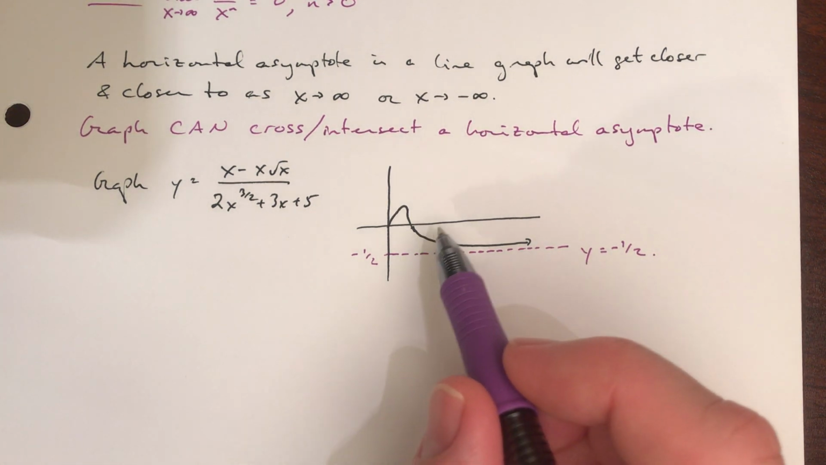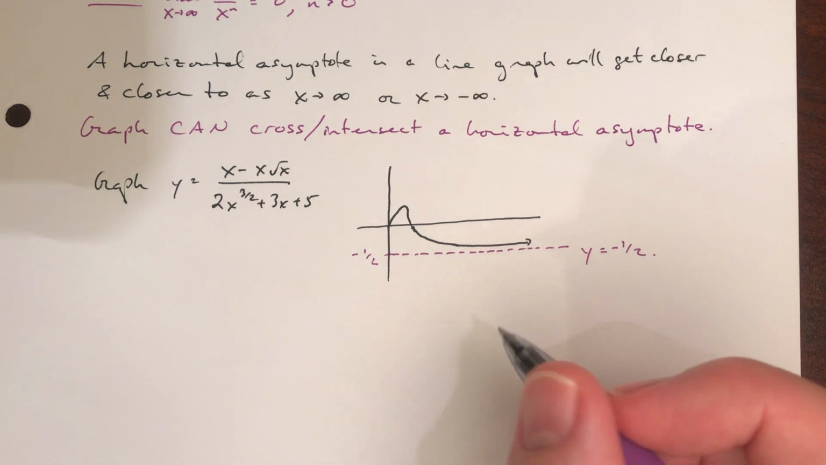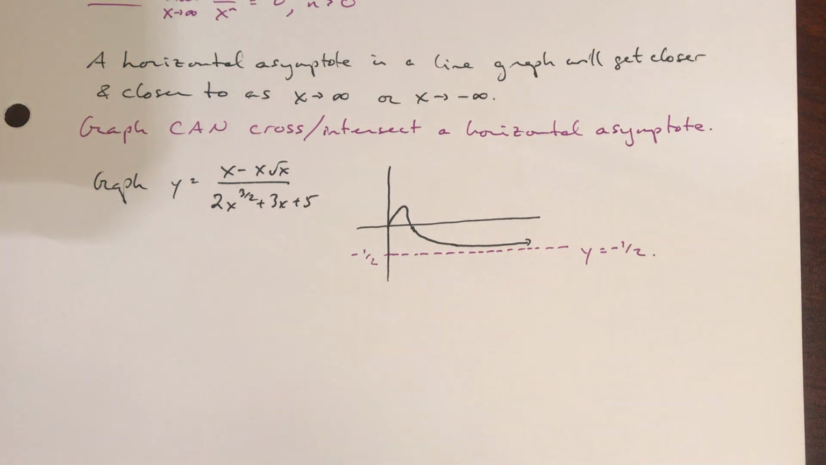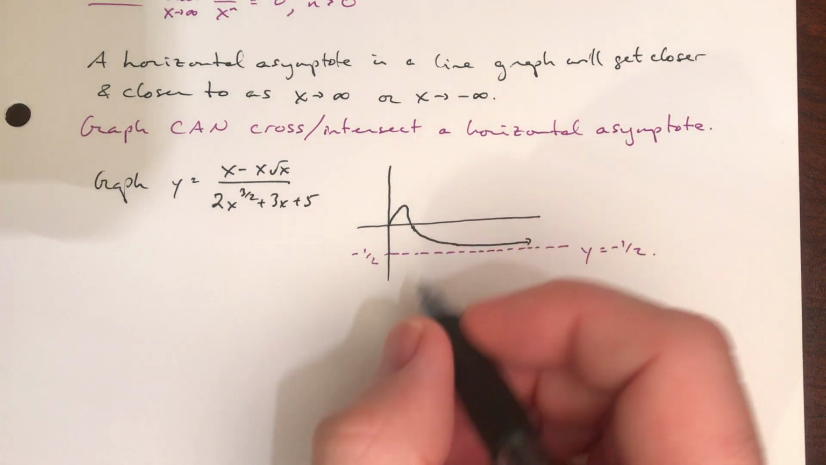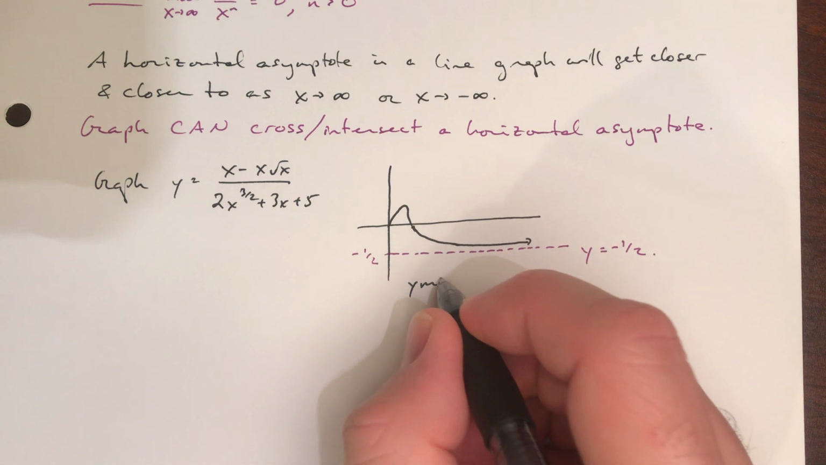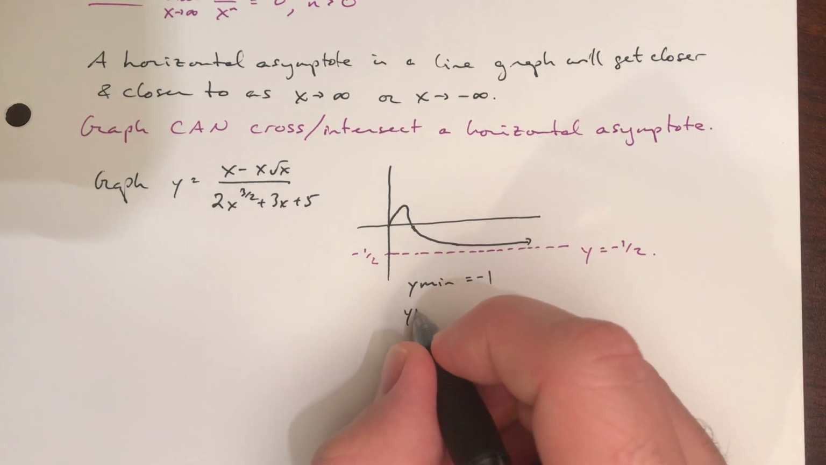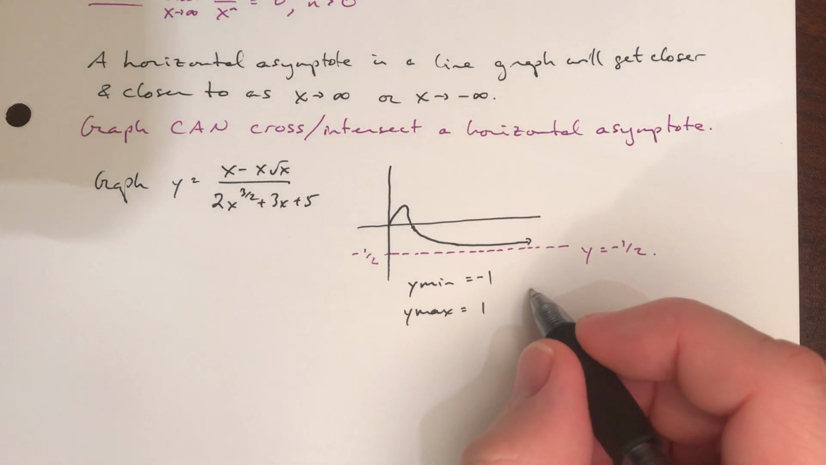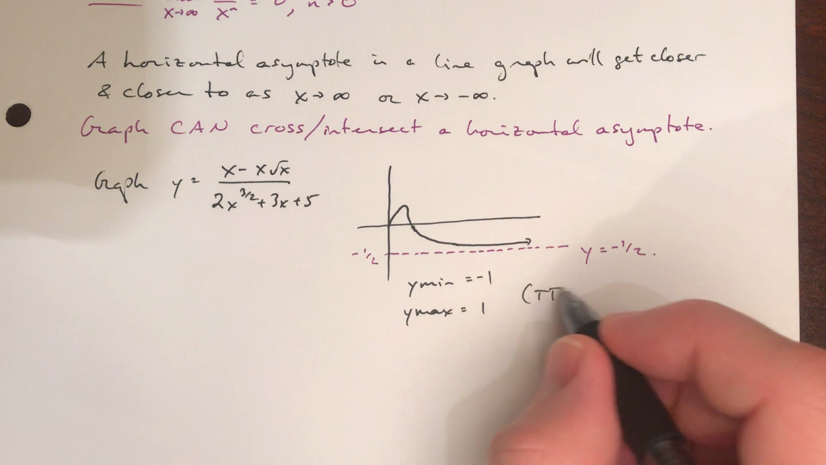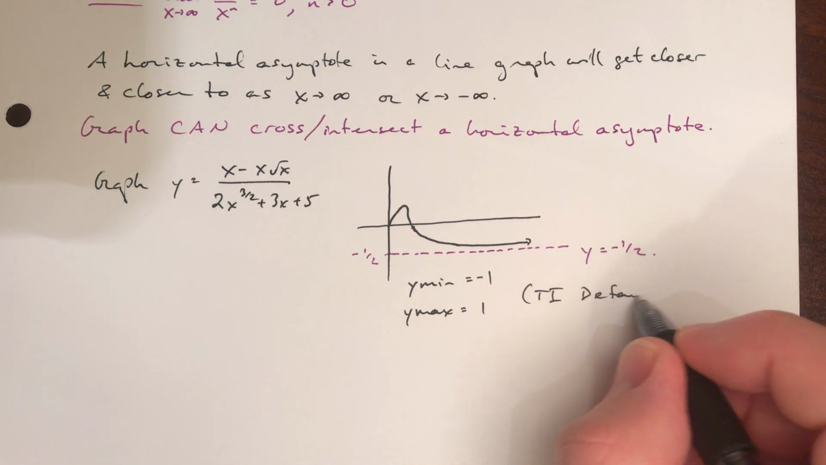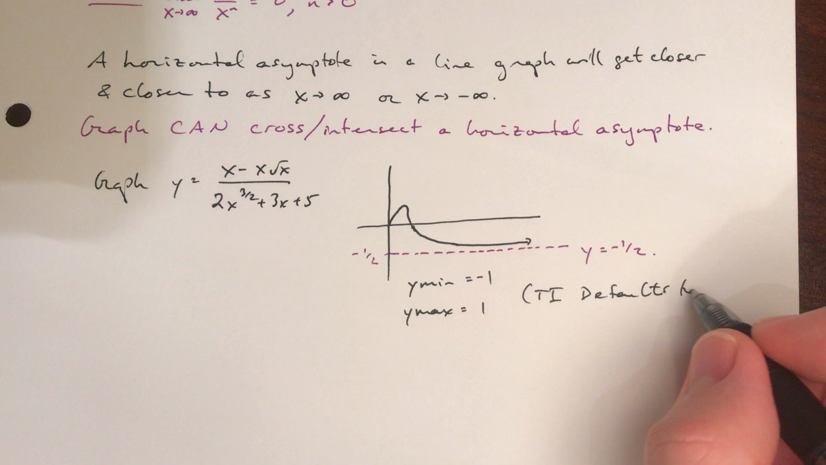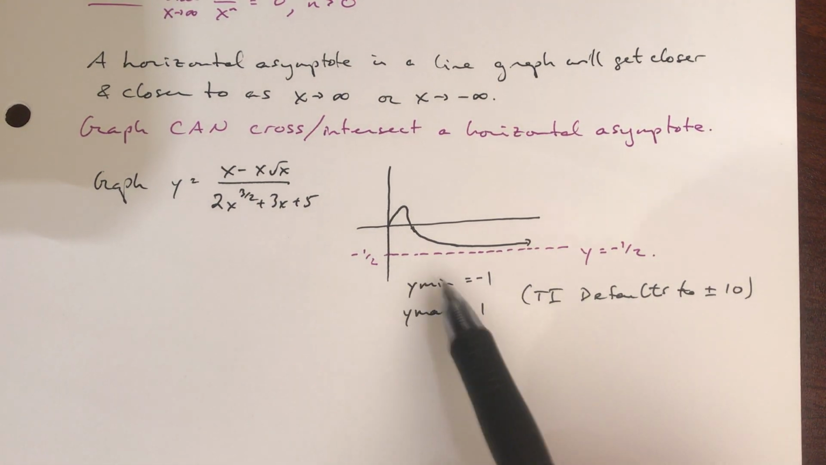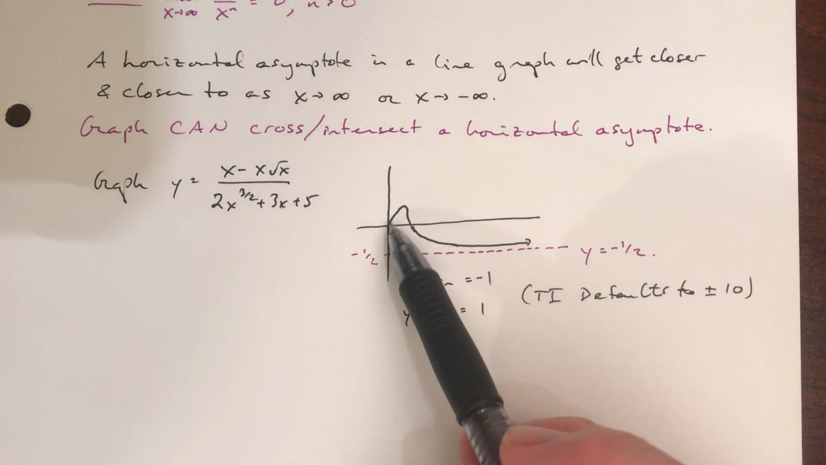I will point out that if you are going to graph this on your little TI calculators, or even on Desmos, because it's pretty smart, but it's not quite smart enough to give a good graph of this. You want your y min to be -1 and your y max maybe to be +1. The default on a TI is plus or minus 10, and that's not really going to give you enough detail where you can see this little wiggle here.